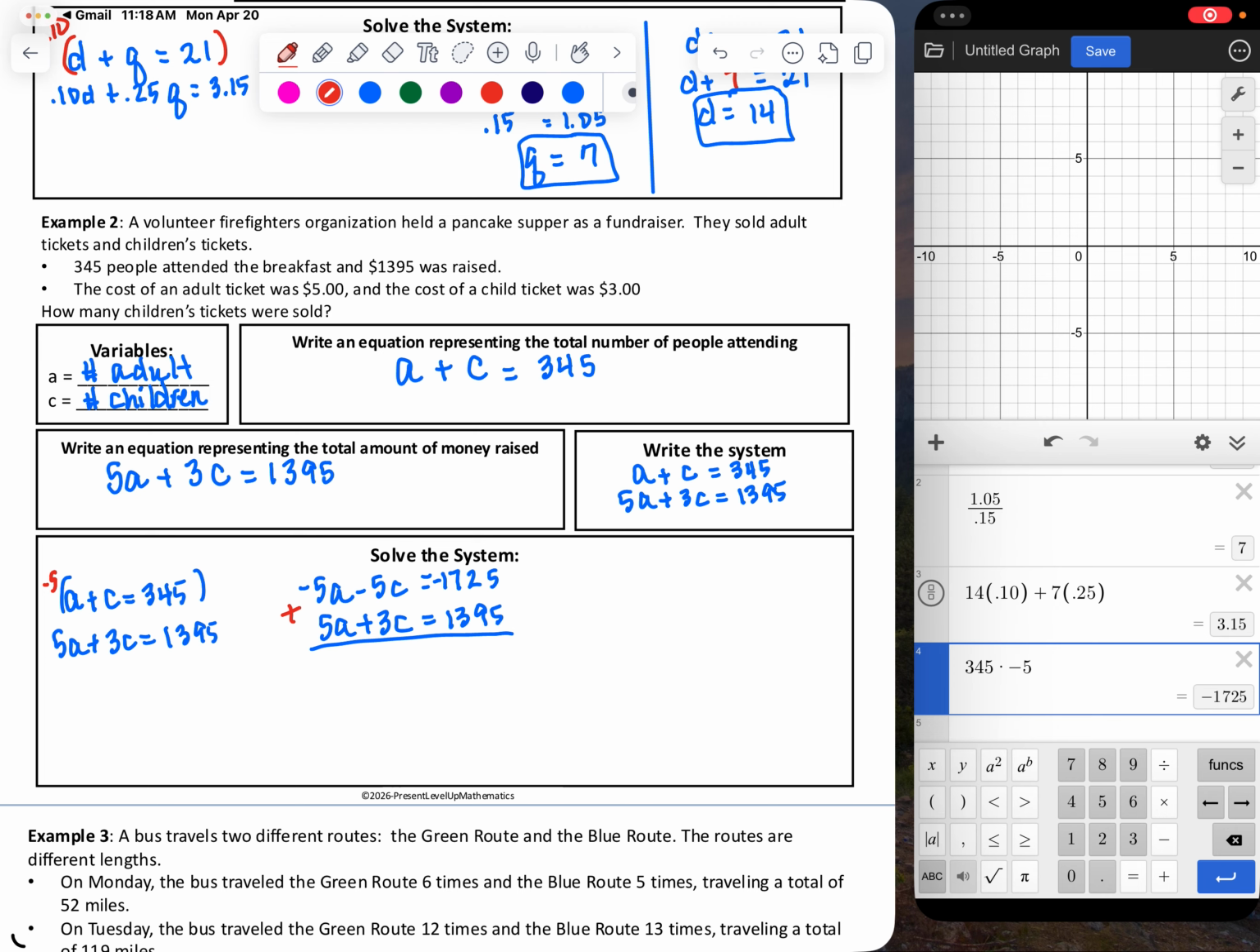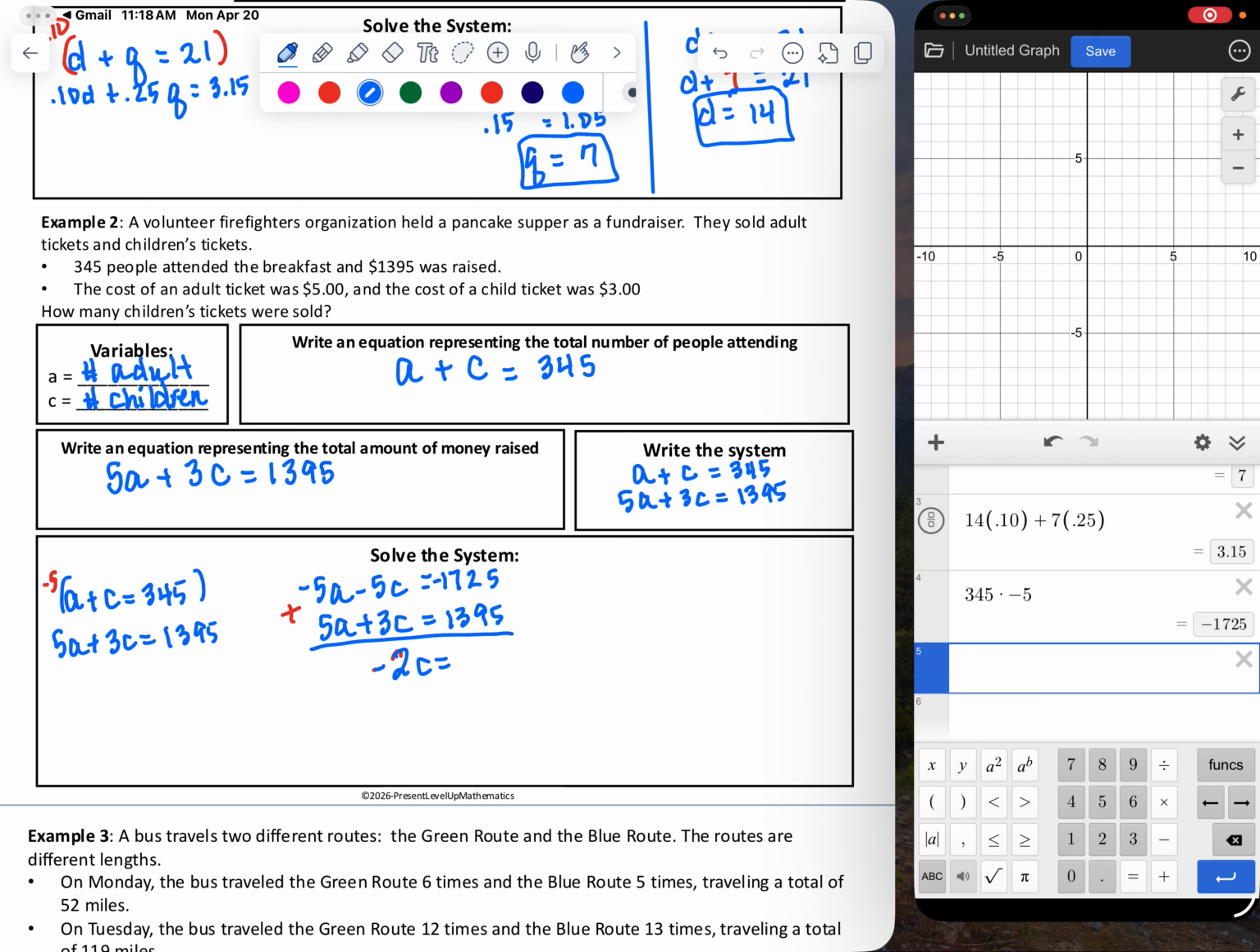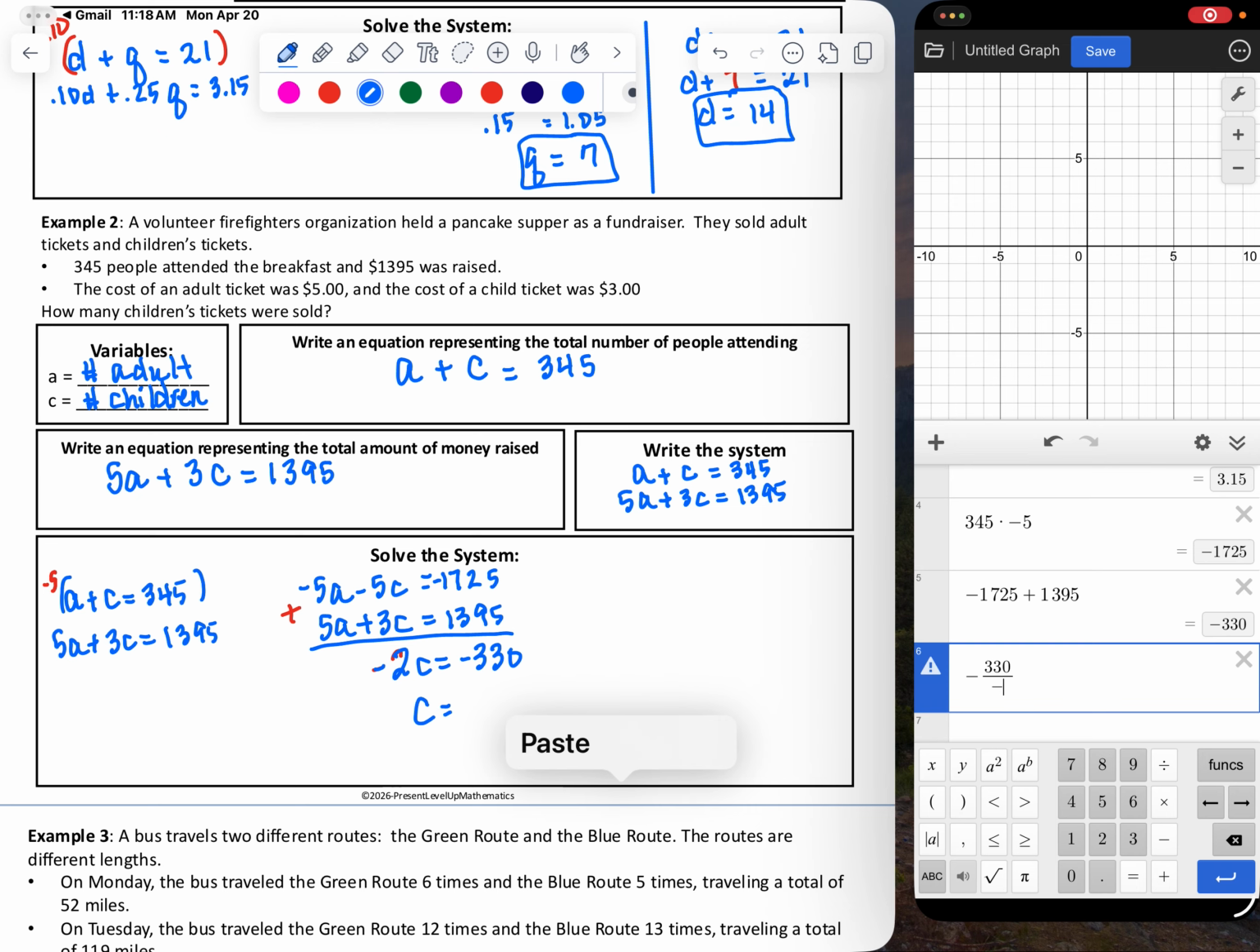So negative 5A plus positive 5A would zero out or eliminate. Negative 5C plus 3C would be negative 2C. And negative 1,725 plus 1,395 would give me negative 330. Now divide both sides by negative 2. Negative 330 divided by negative 2 gives me 165 children's tickets were sold.